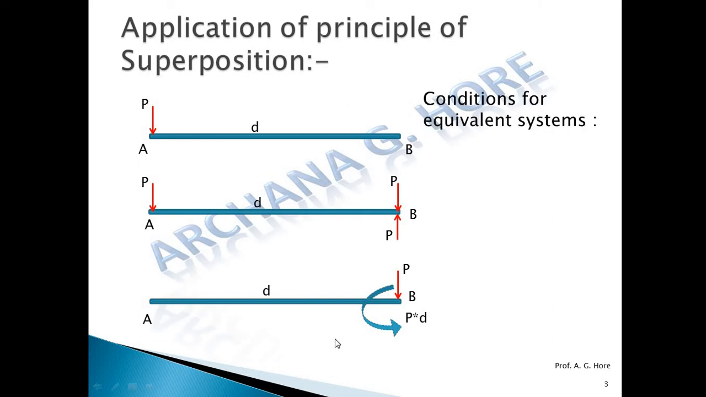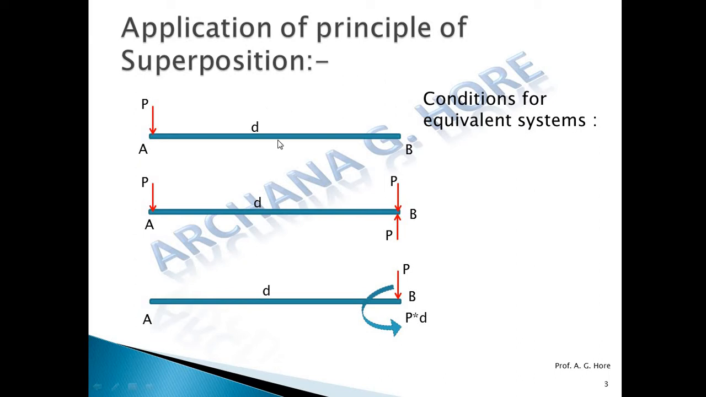What are the equivalent conditions for equivalent systems? How can we say that these two systems are equivalent? See, in the first system there are three equations: summation Fx, summation Fy, and the moment equation. So if the first system and the last system satisfy those three equations, these two systems are known as an equivalent system, or vice versa.